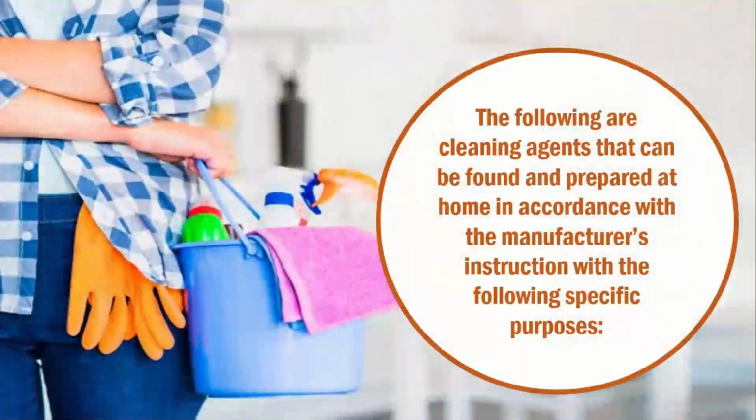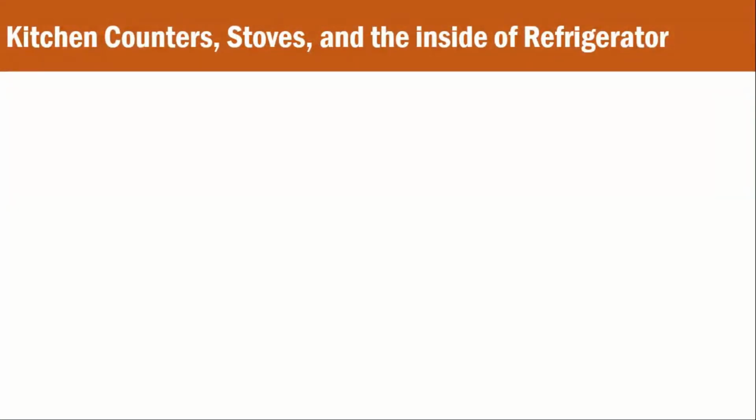Have you tried making your own cleaning products? Aside from using cleaning agents such as detergents, solvent cleaners, acid cleaners, and abrasives, you can make your own cleaning products. Try making your own non-toxic cleaners at home. It's easy. Basic ingredients found in your kitchen can be used to make non-toxic cleaners for your different cleaning needs. The following are cleaning agents that can be found and prepared at home in accordance with the manufacturer's instruction for specific purposes. For cleaning kitchen counters, stoves, and the inside of the refrigerator, here are the needed ingredients.